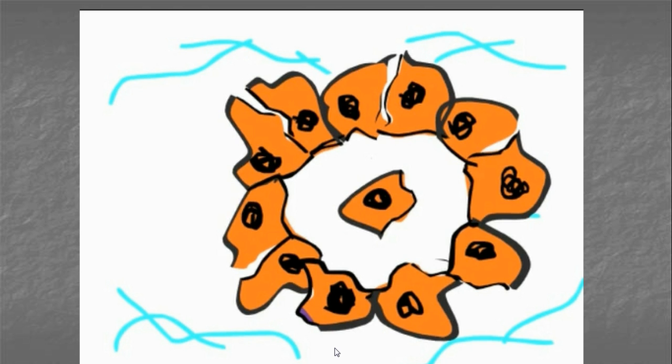These newly formed osteoblasts then release an uncalcified bone matrix known as osteoid.